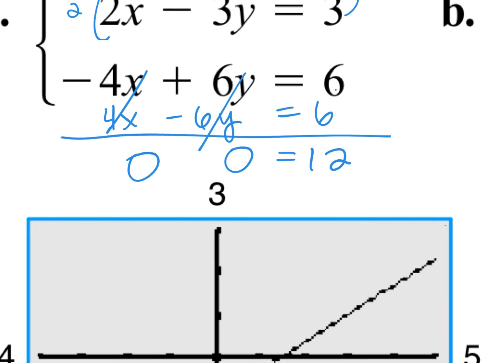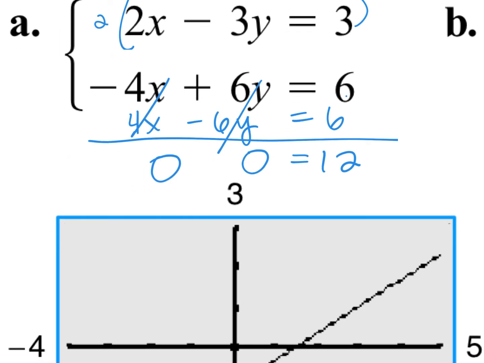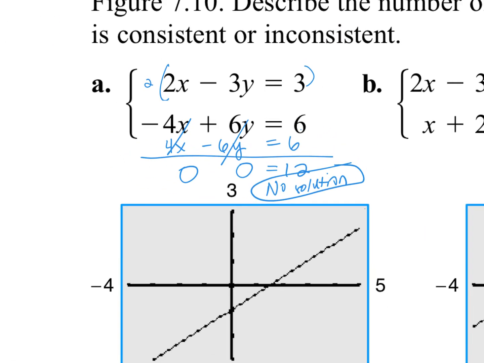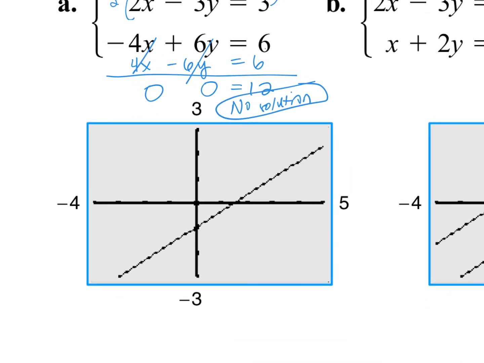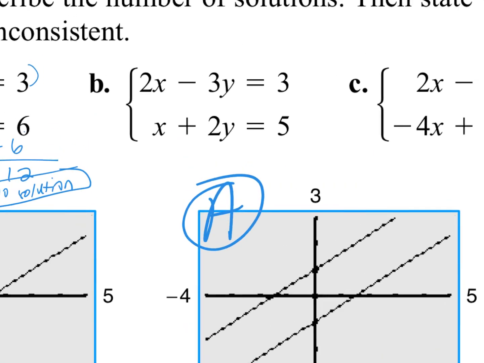So we're left with the statement 0 equals 12. Is that ever mathematically true? No. So this algebraically would be a no solution problem. When you have a statement at the end that is not true, 0 will not ever equal 12. So graphically, when I match that, A would go with this graph because these 2 lines are parallel and never touch.